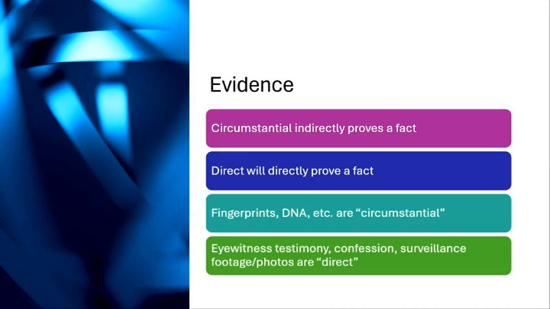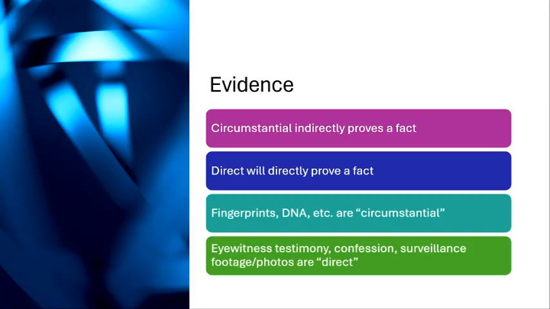And so with burden of proof and talking about evidence, it's important to remember that one of the things that might come up is the different kinds of evidence. Remember that circumstantial evidence is things that indirectly prove a fact, whereas direct evidence proves a fact directly. Fingerprints and DNA, things like that, are technically circumstantial because it only proves that you were there. It doesn't prove that you committed the crime.